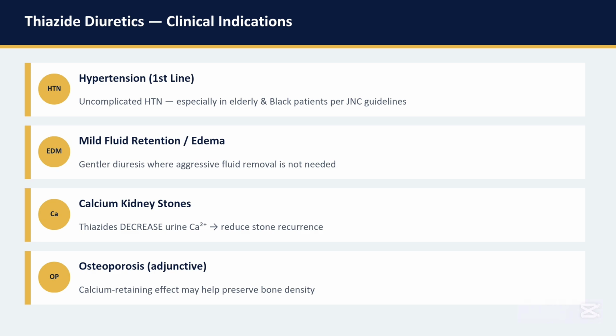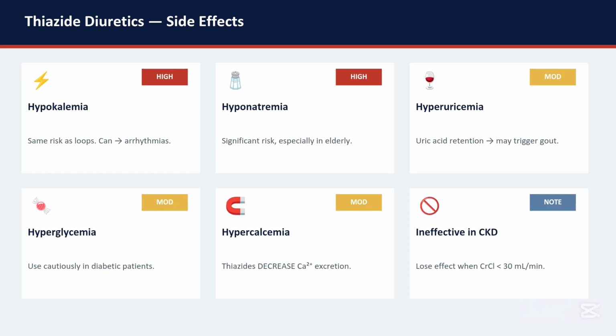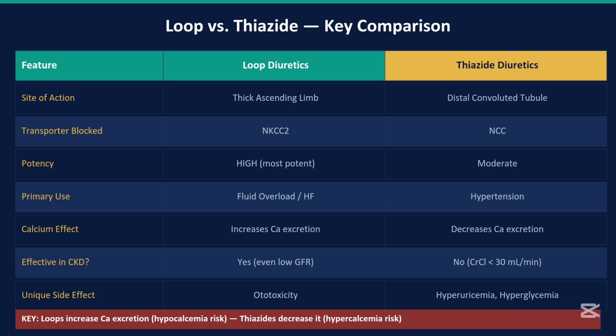excretion in the urine. Side effects of thiazides include hypokalemia, just like loops, along with hyponatremia, hyperuricemia, which can trigger gout, and hyperglycemia. So use them carefully in patients with diabetes or gout. Thiazides can also cause hypercalcemia, which is actually the opposite of loop diuretics. Loops increase calcium excretion, while thiazides decrease it. That is a classic exam comparison worth remembering.